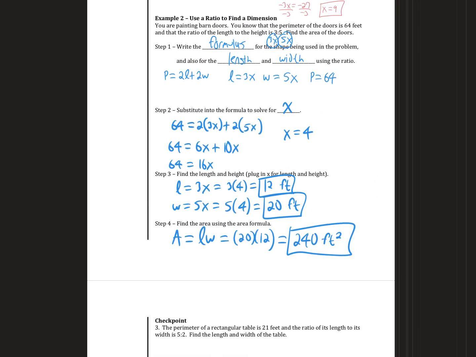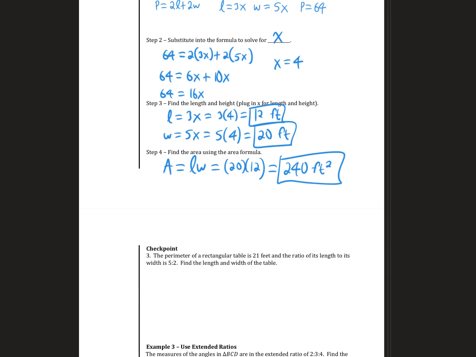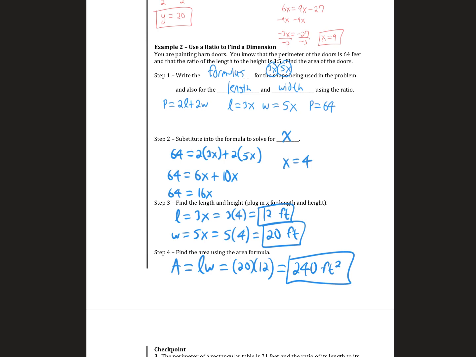Okay, kind of a tricky problem, but I'll leave it zoomed out here. Why don't you guys go ahead and try the checkpoint. And the checkpoint's going to have some weird numbers for, I think, the x value. So just do the best you can, and we'll go through it in a second.